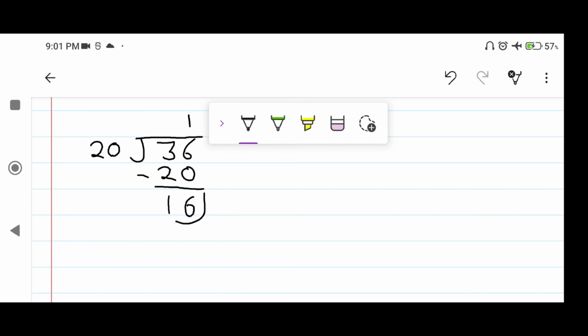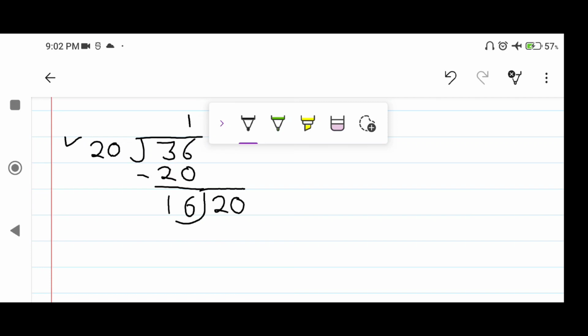Now this remainder which we have got, that is 16, will become the divisor. Initially the divisor was 20. Now the divisor has changed. Now the divisor is 16, which is the remainder of the previous calculation. Now what will be the dividend? Now the dividend will be the previous divisor, that is 20. Whatever is the previous divisor, that will become the dividend.